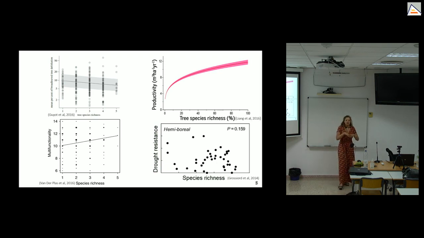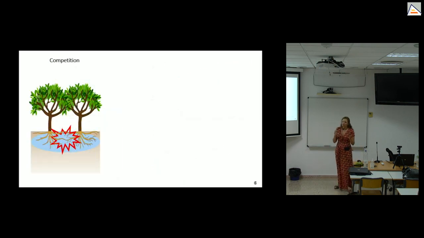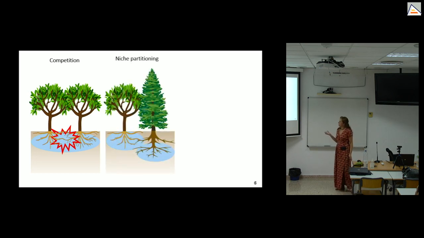So in the field of biodiversity, there are some mixed results on the effect of tree species interaction on the ecosystem. The tree interaction could be different, could be negative or positive. For example, it can be negative with a competition when two individuals share the same resource and will compete for this resource. But it can also be positive with a niche partitioning when two individuals use different resources. So for example, they take water at different layers in the soil.